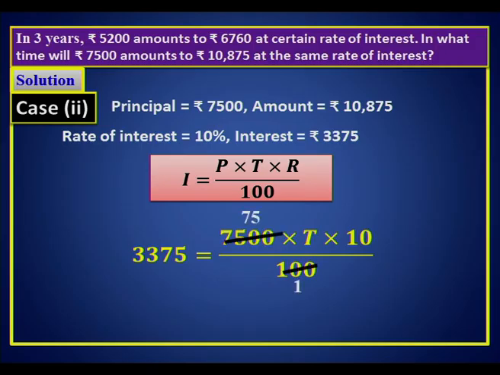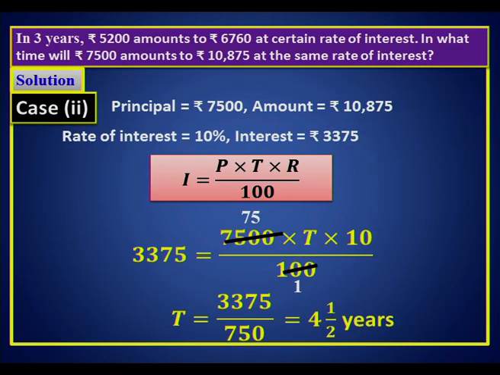Now, 100 goes 1 time, and 75 times in 7,500. So, what is left now? Yes, T value is 3,375 divided by 750. On simplifying, you get it as 4.5. That means, the time taken is 4.5 years.